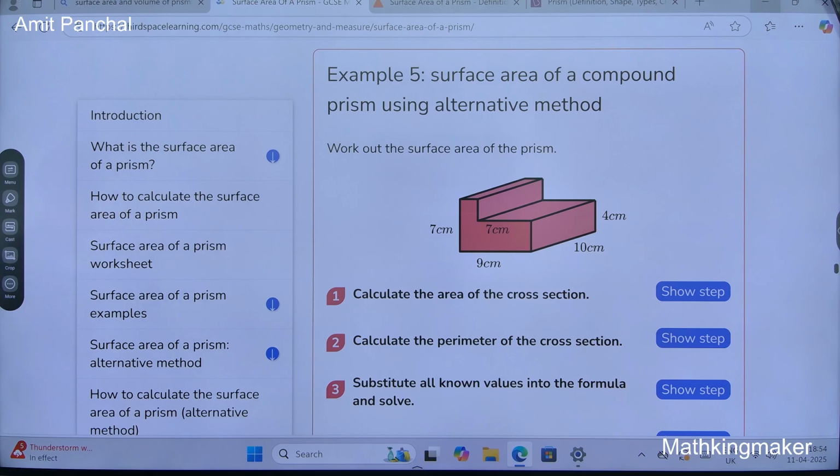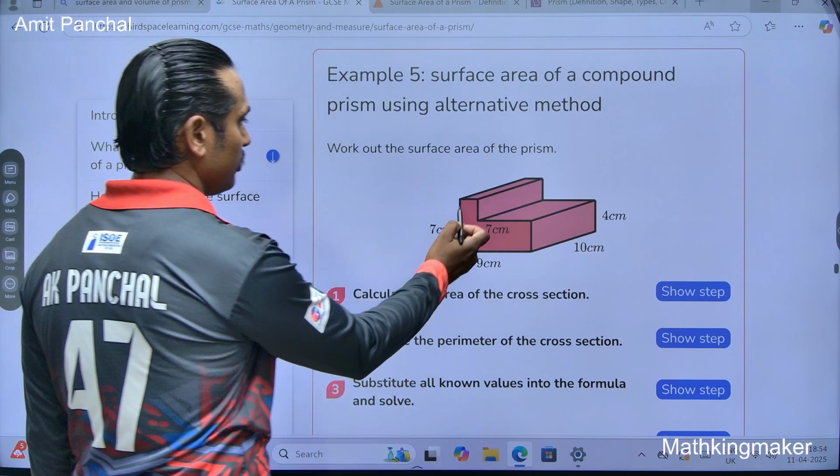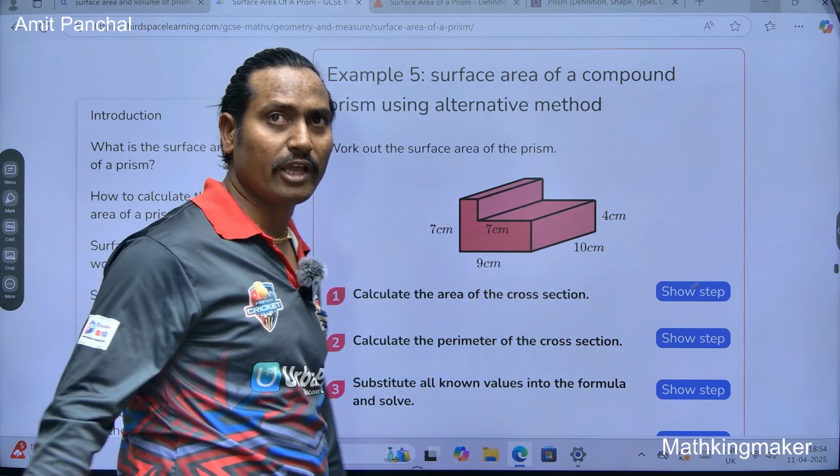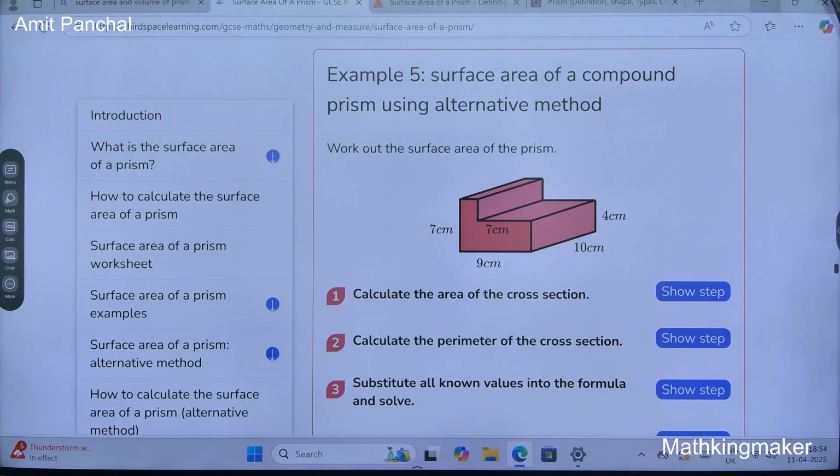Just calculate it. Because in this scenario, if you calculate different surface areas, then it will be very difficult. So just find the base area. This one is the base. It is an irregular shape, but you can segment it into some rectangle and square.